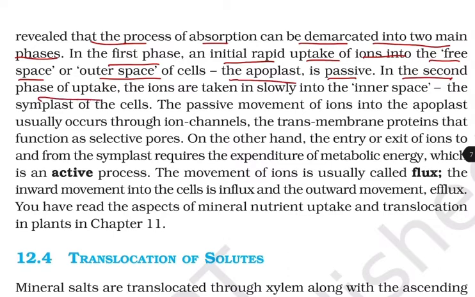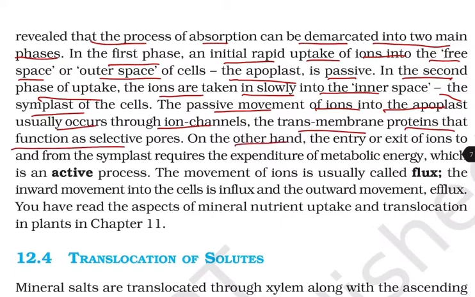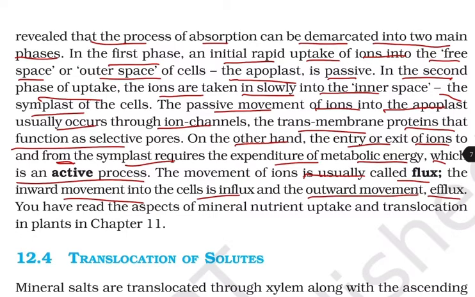In the second phase, the ions are taken in slowly into the inner space, that is the symplast of the cells. The passive movement of ions into the apoplast usually occurs through the ion channels, the transmembrane proteins that function as selective pores. On the other hand, the entry or the exit of ions to and from the symplast requires the expenditure of metabolic energy, which is an active process. The movement of ions is usually called the flux, and the inward movement into the cells is influx, and the outward movement is efflux.